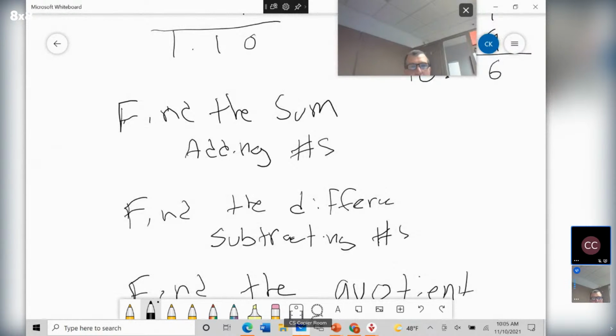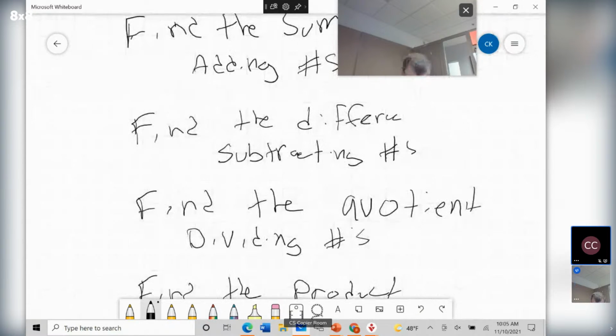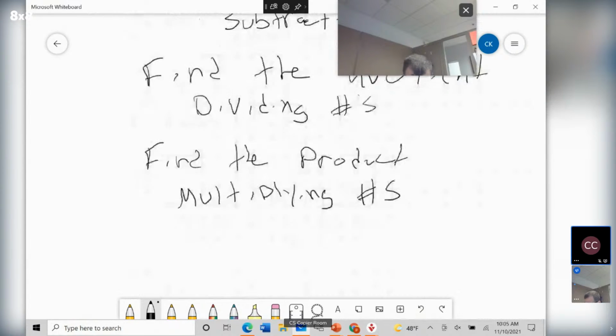Okay, so those are always going to be key. So if you get a word problem, it says find the sum of these items. Okay, you know you're going to basically add them. If there's a word difference in the word problem, that is going to mean subtract. If you see quotient, that's going to kind of let you know you need to divide. And then if you see the word product, it's going to mean multiply. Okay, I want to do two more things.